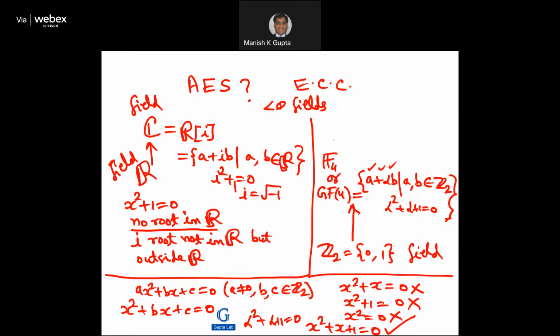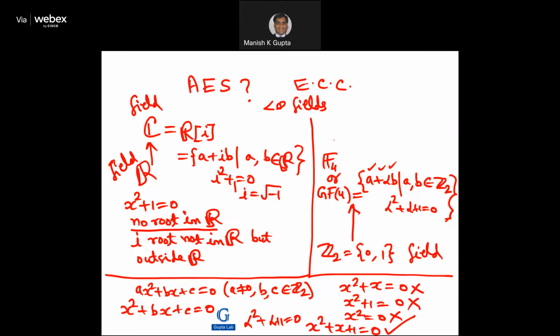Earlier we assumed i; now I change the symbol to alpha, so you should not confuse it with the same i. Suppose alpha is the root of this equation, that means alpha square plus alpha plus 1 is equal to 0. Then we can construct a field with 4 elements, like the a plus ib kind. So a plus alpha b such that a and b are in Z2 and alpha square plus alpha plus 1 is equal to 0, in exactly the same manner. Got it? Everything by analogy.